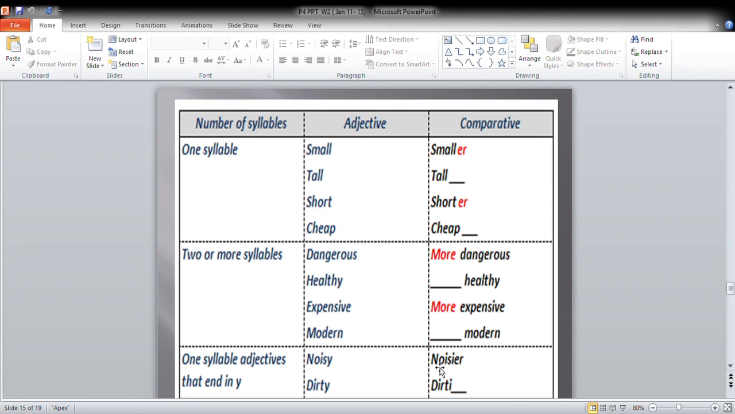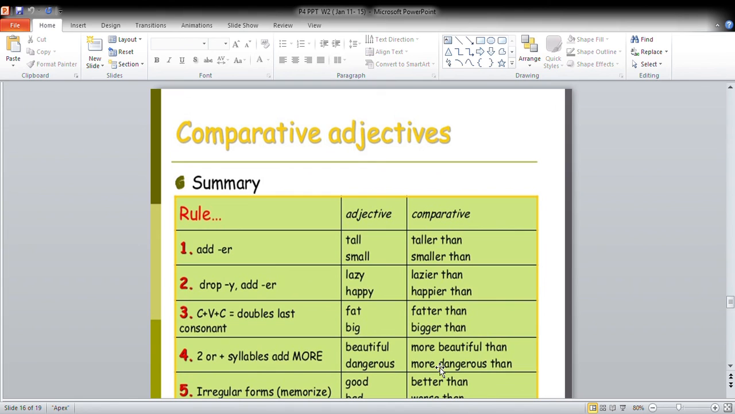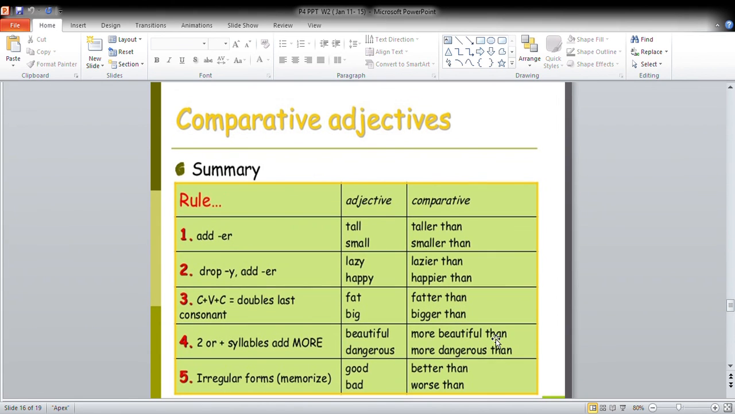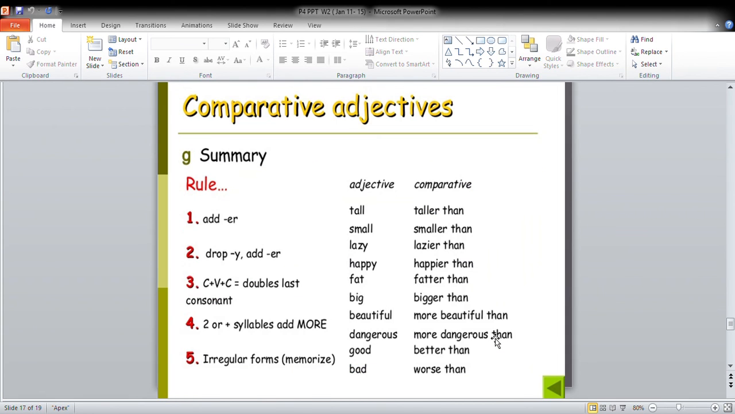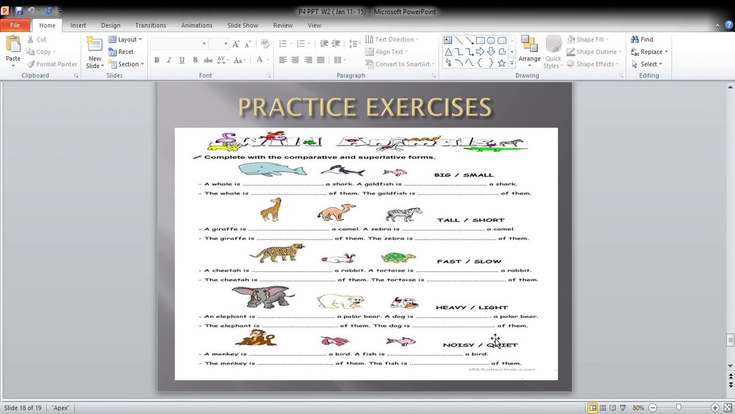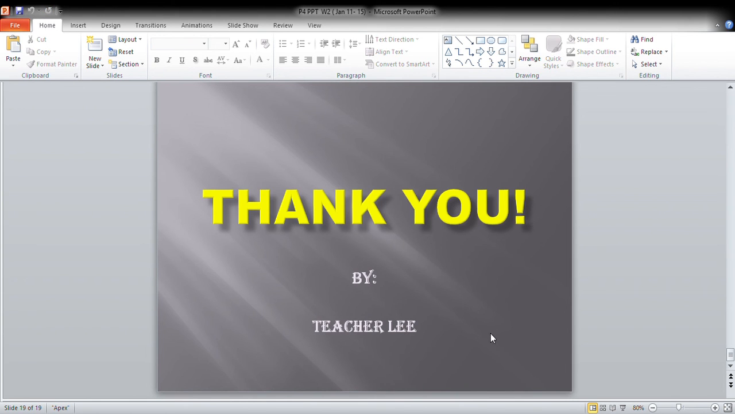So we have here another example, and then we also have the summary of our lesson, the rules that we used, and also another summary for you to study. And we have practice exercises for you. Then after that, you are going to answer your worksheets.